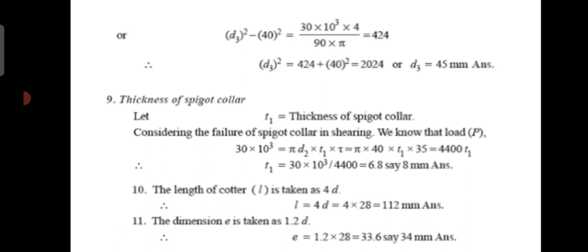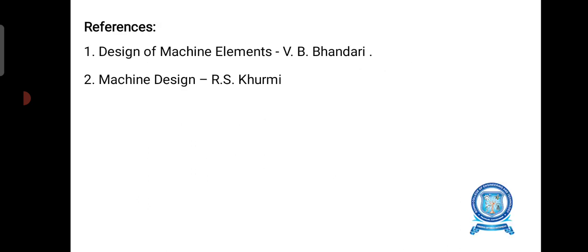Then the length of the cutter, small l equals 4d, that is 4 into 28, the diameter we know. We can get the length of the cutter equal to 112. The dimension e is taken as 1.2d, small e equal to 1.2 into 28. So we can get 33.6, so we can say 34 millimeter.